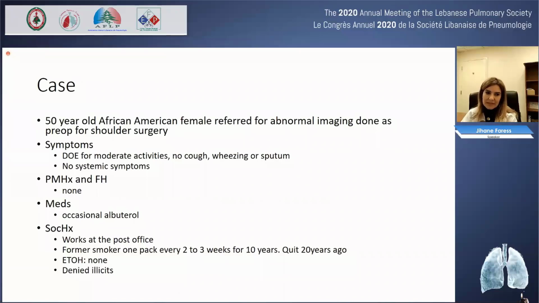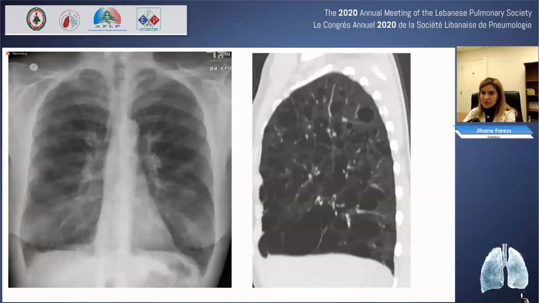She complained of dyspnea on exertion, but no other systemic symptoms, and did not have any significant medical or family history. She was using albuterol occasionally, and in terms of exposures, not much, and she was a very mild smoker. Her X-ray, as you can see, shows increased interstitial markings and maybe some hyperlucency in the upper lobes.